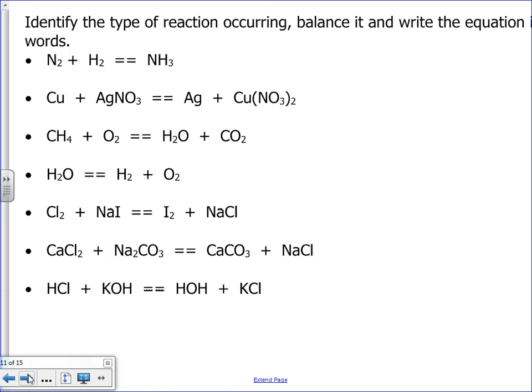In the first reaction here, I've got an element reacting with an element, and it's forming a single compound. Which reaction type is that? That's a synthesis reaction. So simply write synthesis, or syn. Now I want to write it out in words. What's this stuff? Nitrogen. A lot of people look at that and they want to go, it's dinitrogen. No, it's not. That's how nitrogen is as an element. Remember, it's one of the special ones. So this stuff is nitrogen.